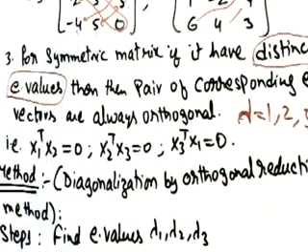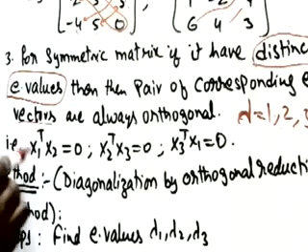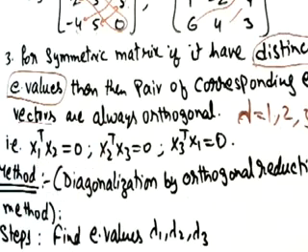Again, understand this. For a symmetric matrix, if it has distinct eigenvalues, that is, all the values are different, then the pair of corresponding eigenvectors are always orthogonal to each other. That is, x1 x2, x2 x3 and x3 x1 are orthogonal to each other. If the values are not distinct, it may or may not be orthogonal. We will discuss that in a later class.